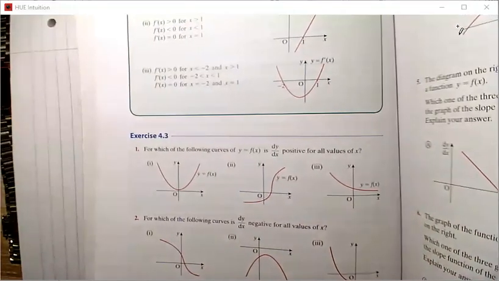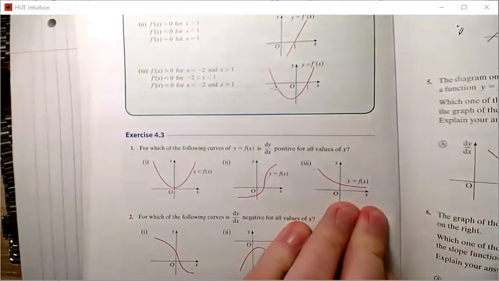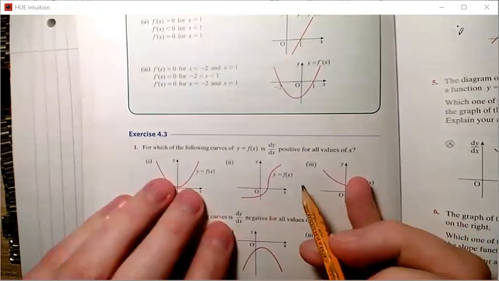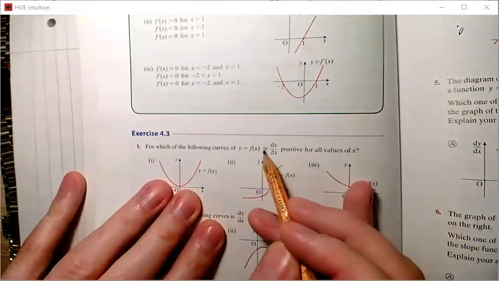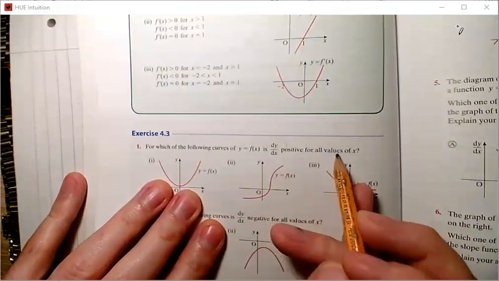How you doing, guys? We're looking at slope functions here. So I'm going to just jump straight into some questions. For which of the following curves is the slope function, or dy/dx, always positive?